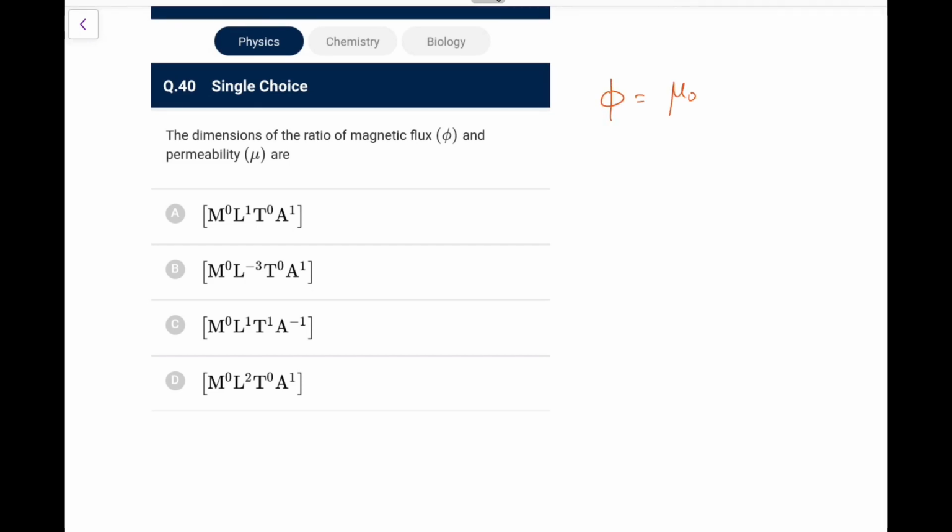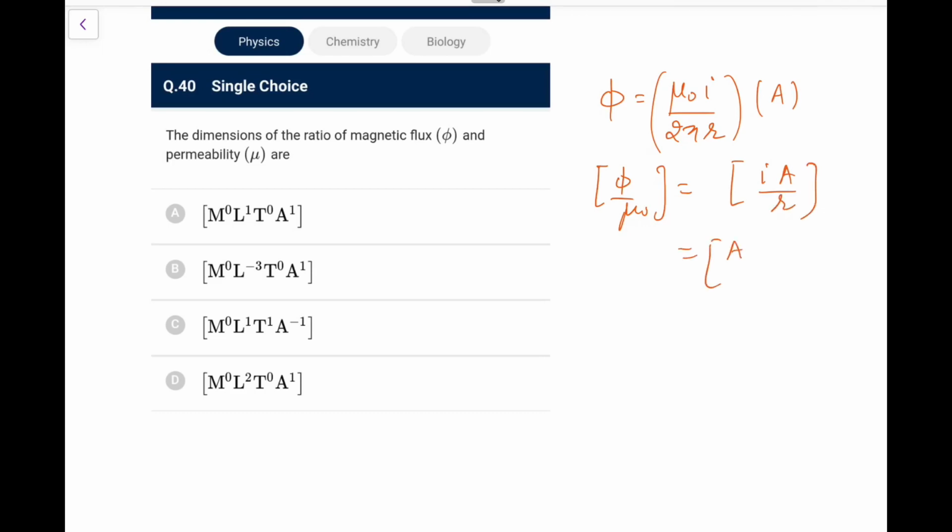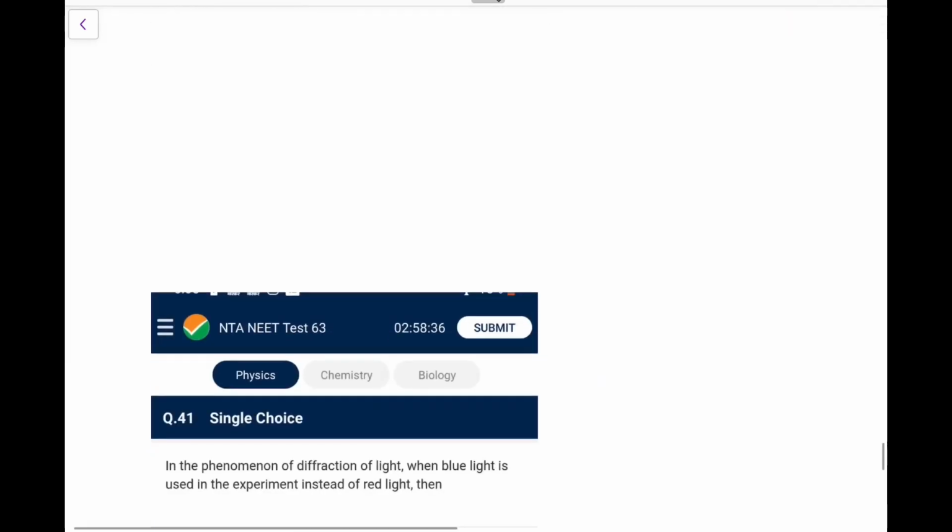B, let's say for a wire, is mu naught I by 2 pi r, you remember, into area. So the ratio of flux to mu naught, or mu, that is one and the same thing, would be I A by r. I can make out I is ampere, A is L squared, r is L. So that comes out as A L, not minus 3, A into L. So it would be option A. You can do it like that.